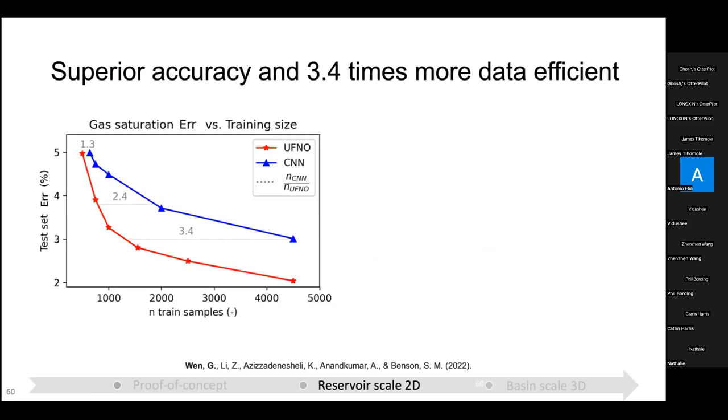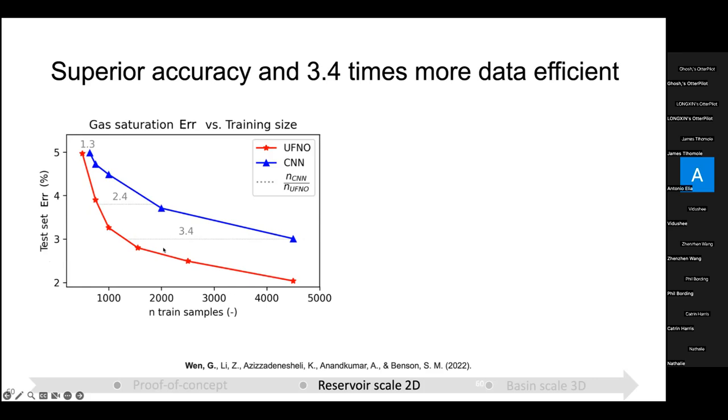So here is a comparison between the UFNO model and the CNN model. The blue curve is the CNN, the red curve is the UFNO. On the x-axis, we have the number of training samples, and on the y-axis, we have the test set error percentage. What this figure tells us is that to achieve the same test set error, the UFNO model only requires a fraction of the data needed in CNN. And for more training samples, the advantage of using UFNO is more prominent.